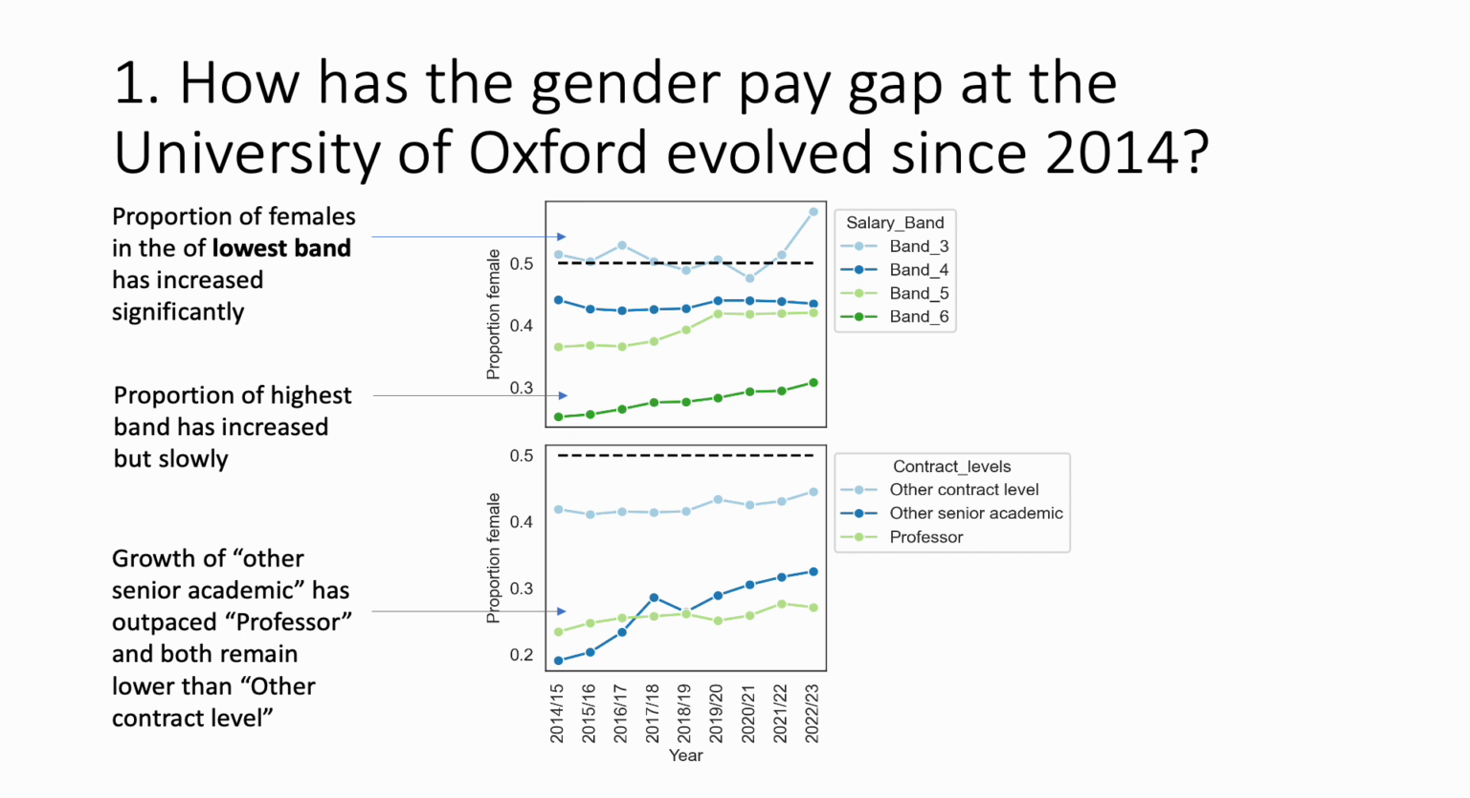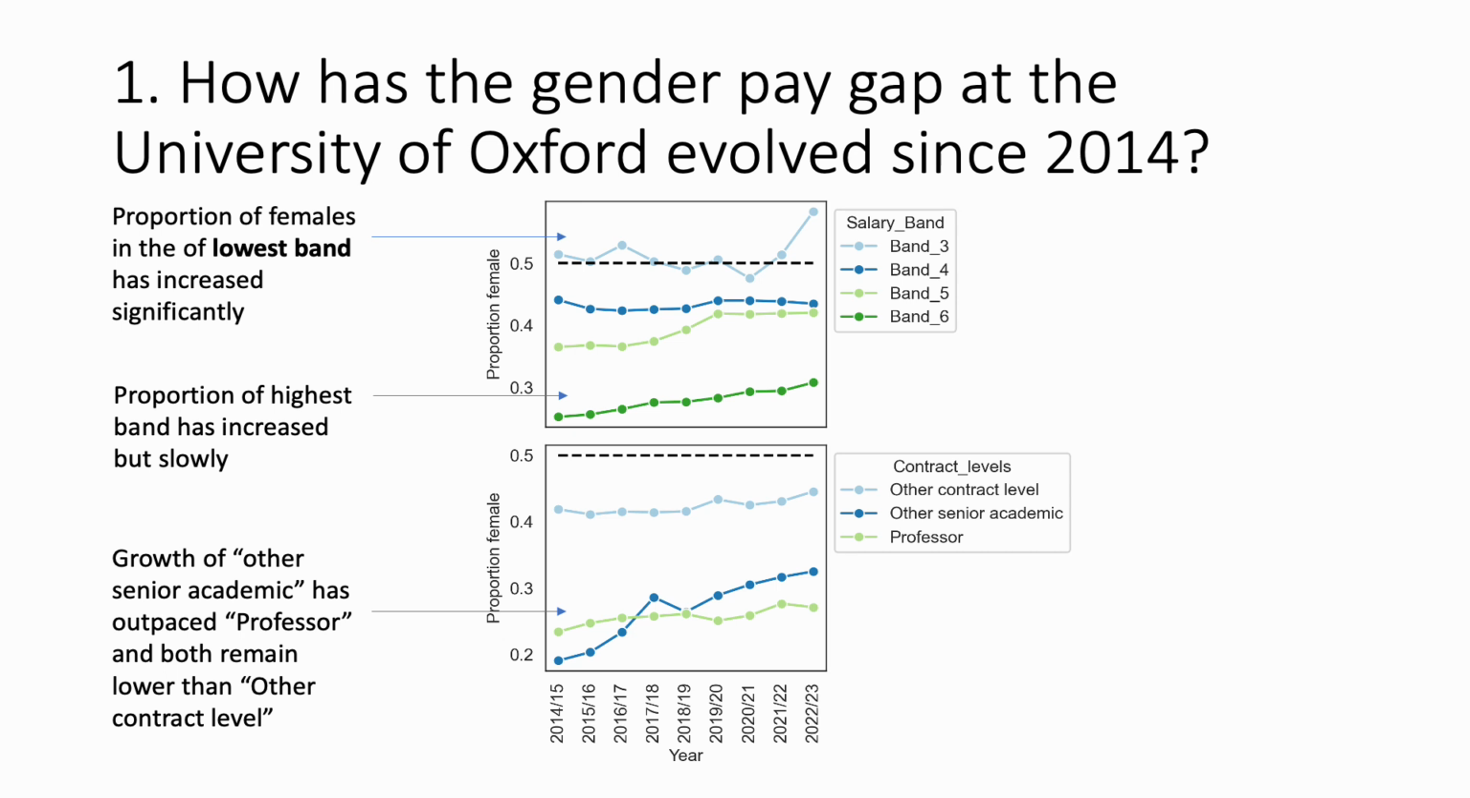As you can see from the top plot here, the band 6 proportion of women is increasing over time, and band 3 is also increasing over time. However, it is increasing much more rapidly than band 6. It is a good sign that for each of the salary bands, the proportion of women is increasing. But we want the rate to be a lot more rapid, with a deeper slope.